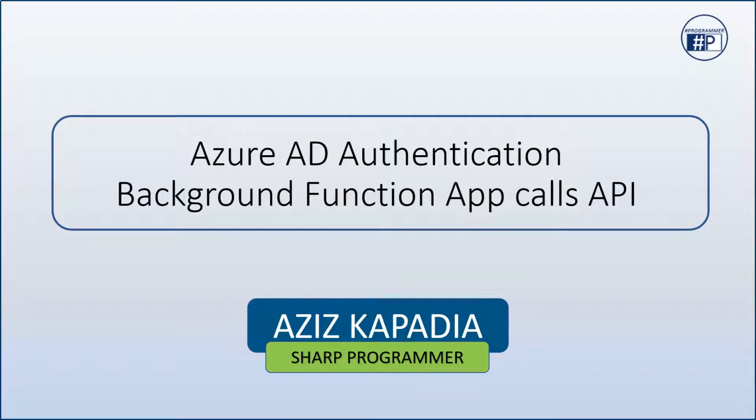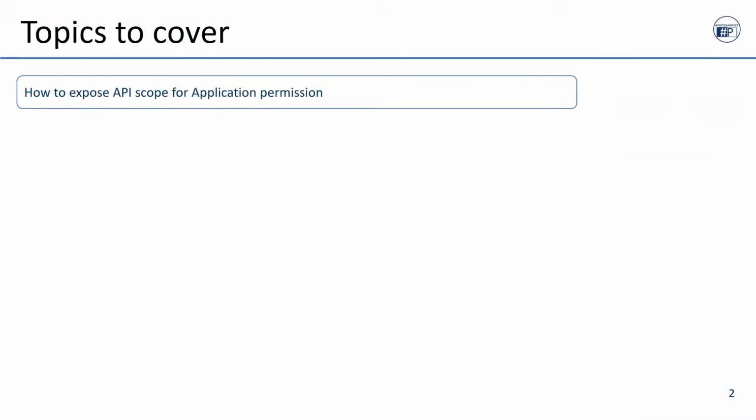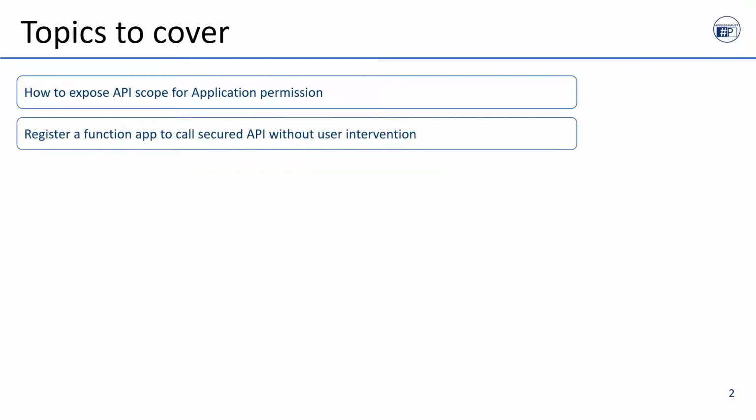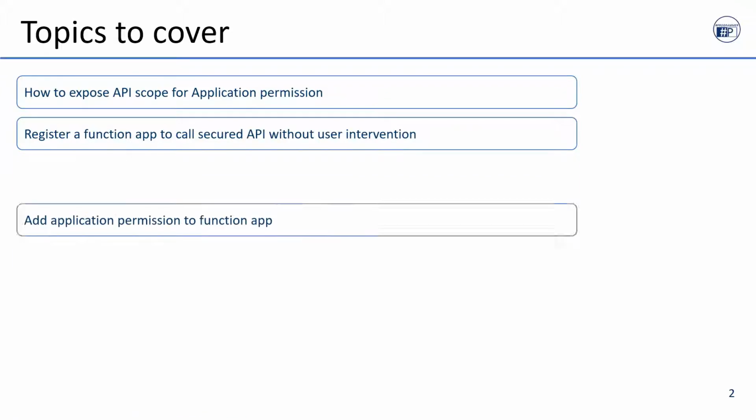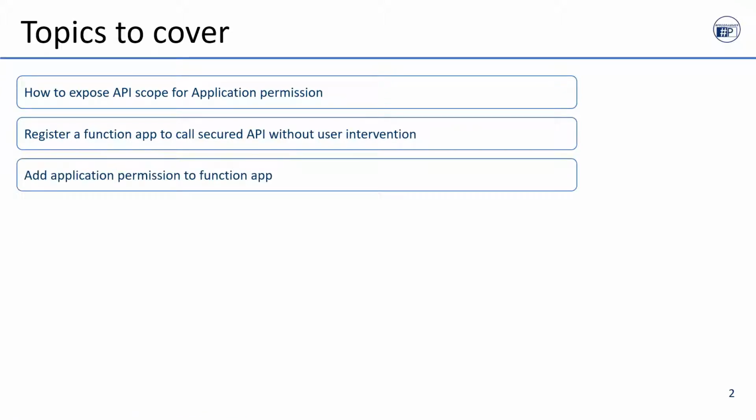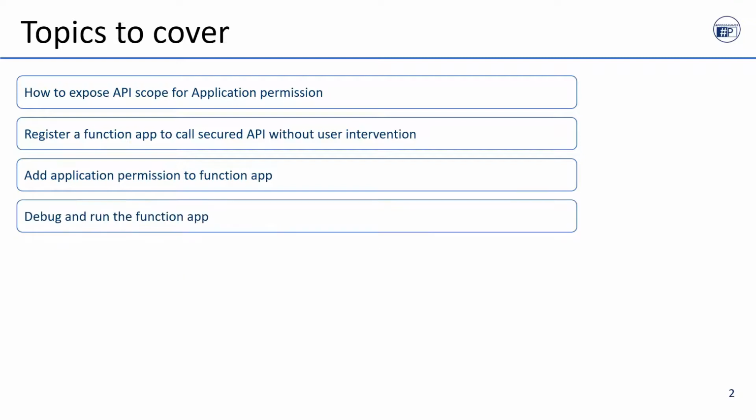Welcome to my channel. In this video, we will learn how to expose API scope for application permission in Azure Active Directory. Register a function app to consume secured API. Add application permission to function app. Debug and run the function.